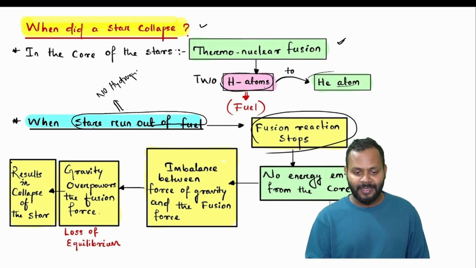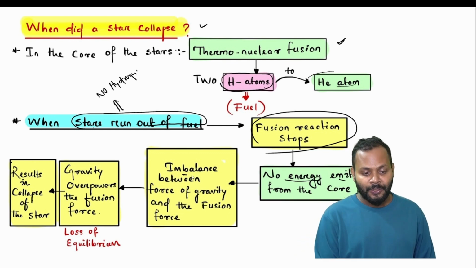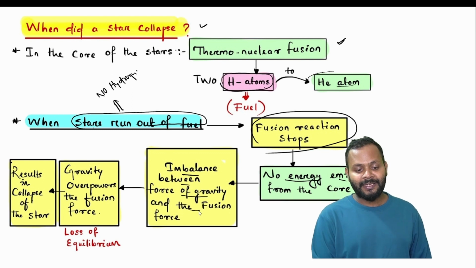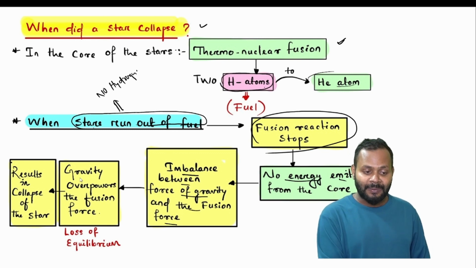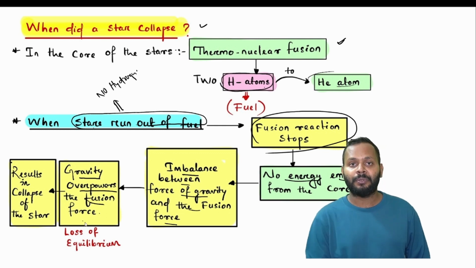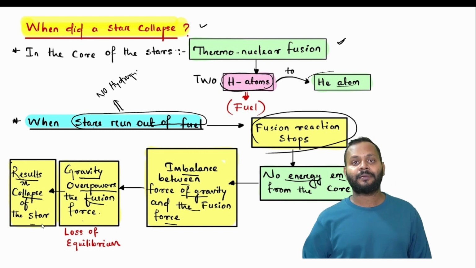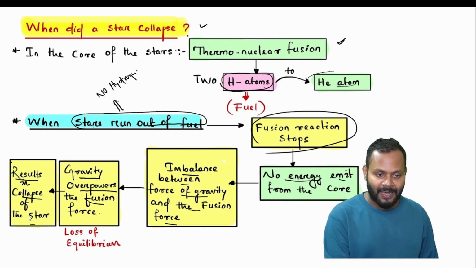Because the fusion reaction stops, no energy emits from the core. There is no radiation of energy from the core, and only gravity is acting on the star. The imbalance between the force of gravity and the fusion force results in gravity overpowering the fusion force, because there is no fusion. That results in the collapse of the star. That is the death of the star.